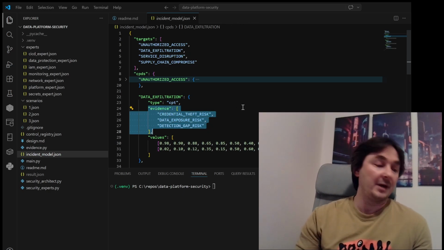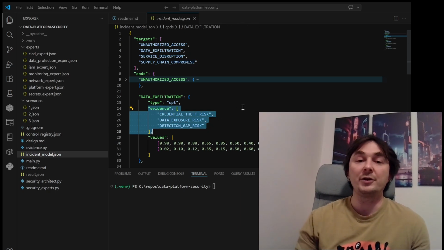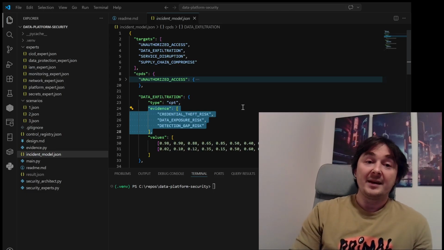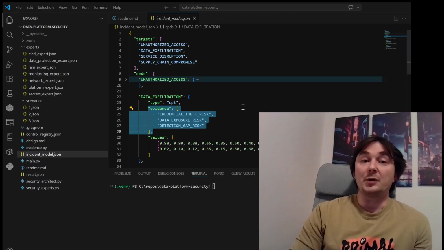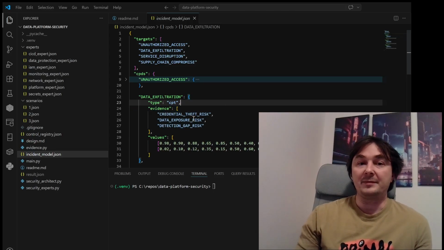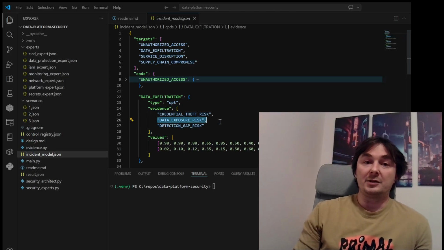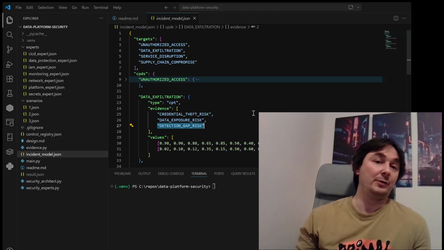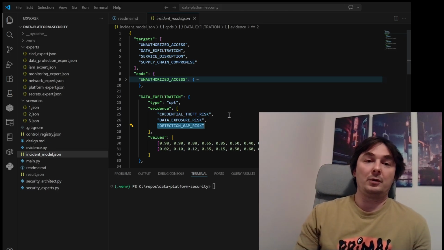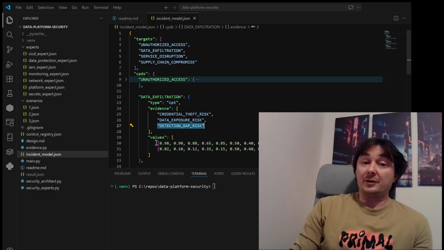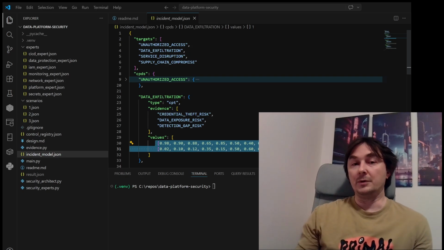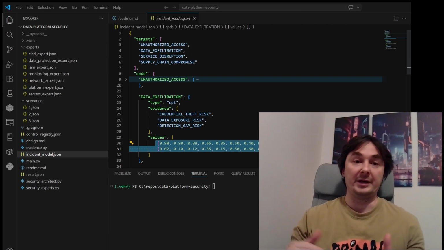For example, we have the data exfiltration incident, and it relies on the credential theft risk. If someone can steal your credentials and use them to log into your databases, that means that the data exfiltration is quite likely. But at the same time, you need to have the data exposure risk and not be able to find that someone is trying to steal your data. So with all of those three together, we can calculate the probability of data exfiltration being true or being false. Same as with risks, but on a higher level.